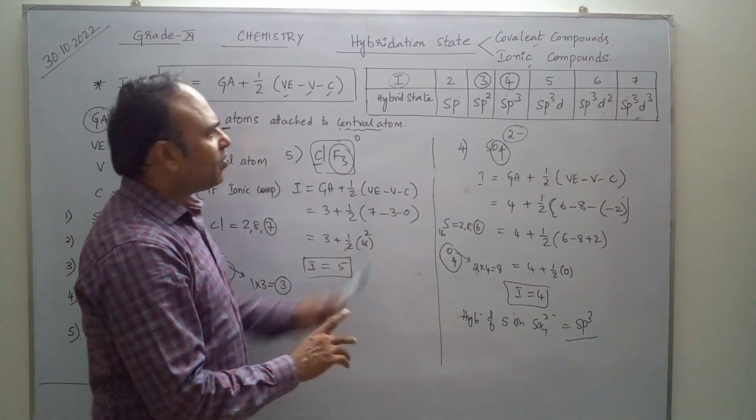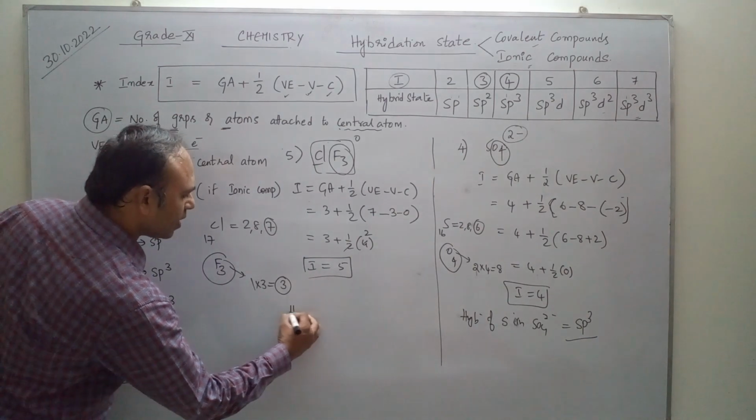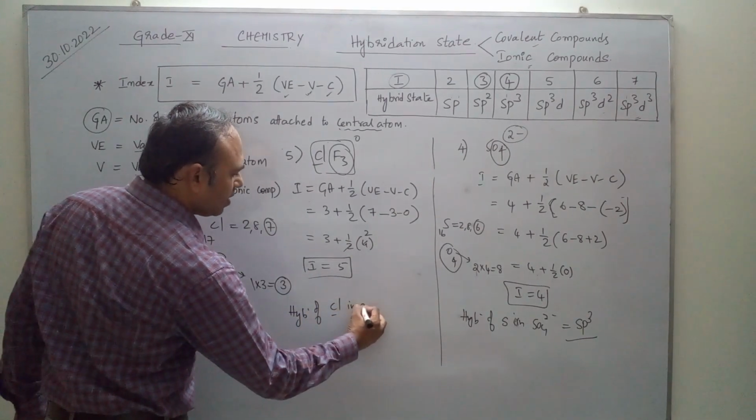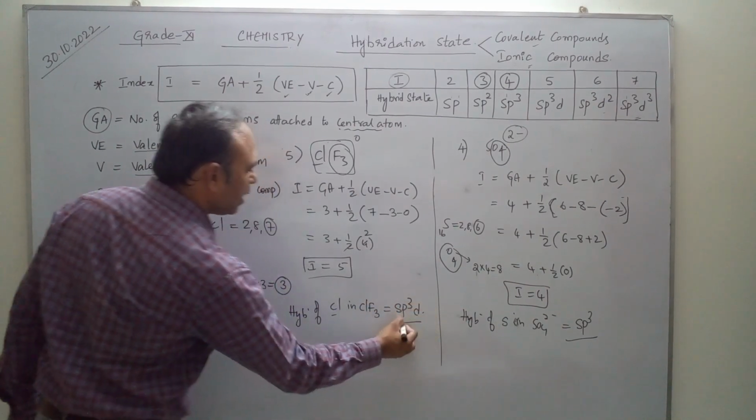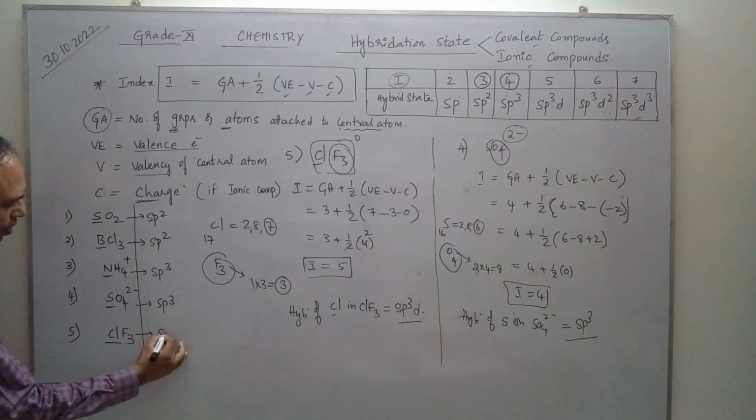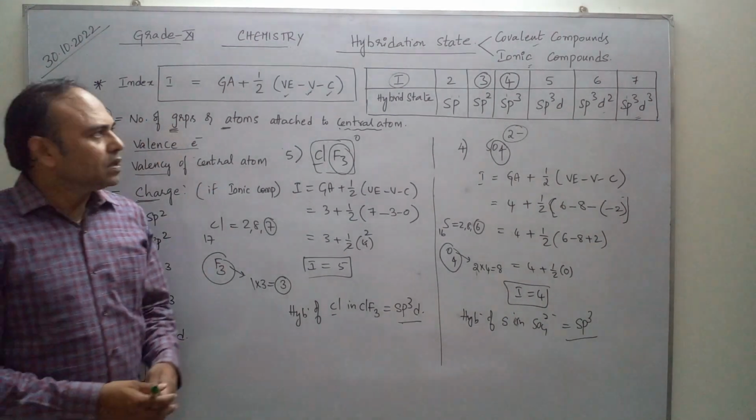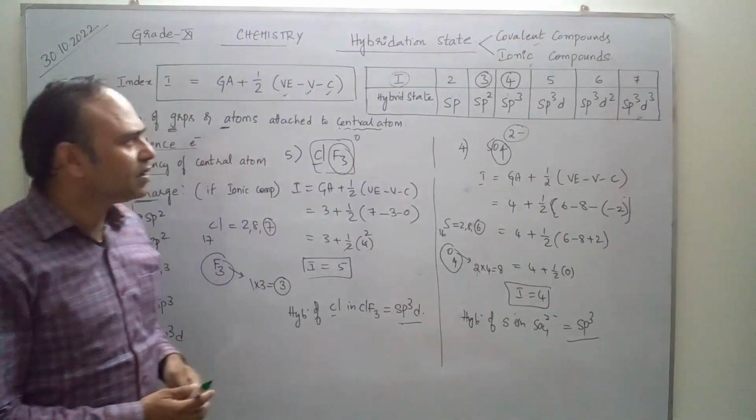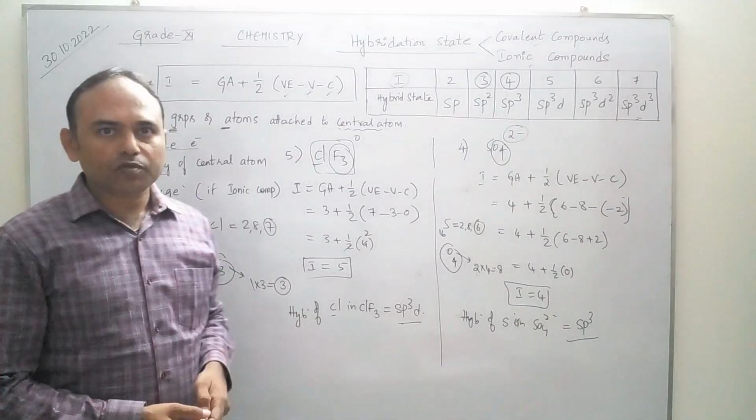If I is equal to 5, according to the table you have sp3d hybridization. Hence we can write it as the hybridization of chlorine in ClF3 is sp3d hybridization. So using this formula we can calculate the hybridization for any covalent or ionic compound. This is not applicable for complex compounds. So hope you have understood this. Thank you so much.